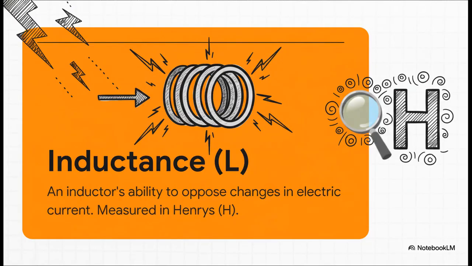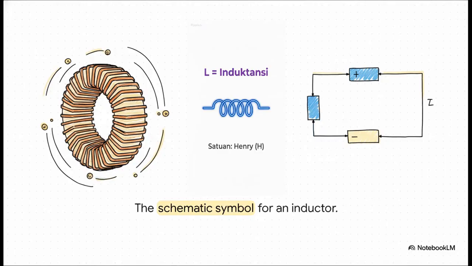Now, the one property that defines every inductor is something called inductance. We use the letter L to represent it. And what inductance measures is pretty simple. It's the inductor's ability to fight back against any change in the current flowing through it. We measure this in a unit called the Henry, or H for short. And if you ever find yourself looking at a circuit diagram, this is what you'll see. This little looped squiggly line is the universal symbol for an inductor. It's actually a pretty great symbol, right? Because it looks just like what it is, a little coil of wire.